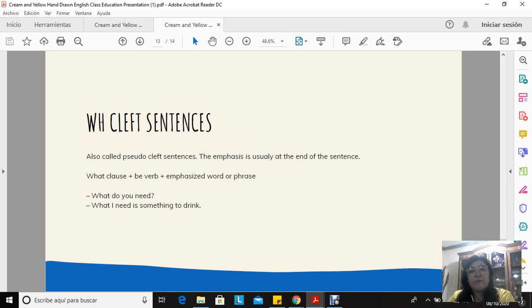The WH cleft sentences, also called pseudo-cleft sentences because the emphasis is usually at the end of the sentence, are a WH clause plus be verb plus an emphasized word or phrase. For example, what do you need? What I need is something to drink. We emphasize the something to drink in this case.